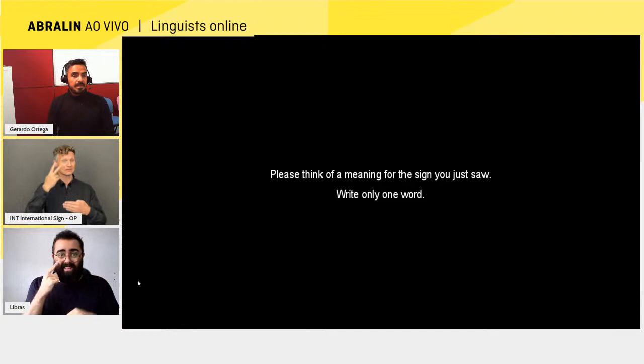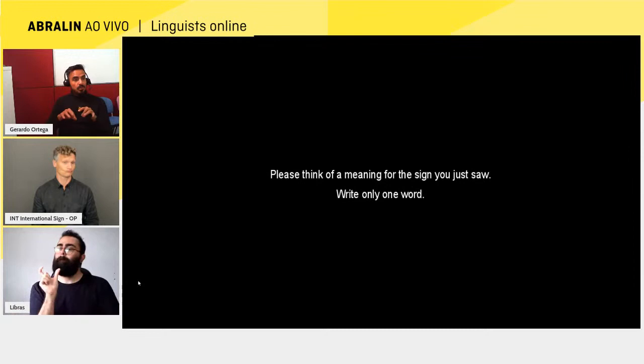Participants would see the sign only once, and then they would see something like this. "Please think of the meaning of the sign you just saw and write only one word." Participants would have to type the actual word that they thought it was. After that, we would provide the meaning, and then we would ask them to rate the sign.